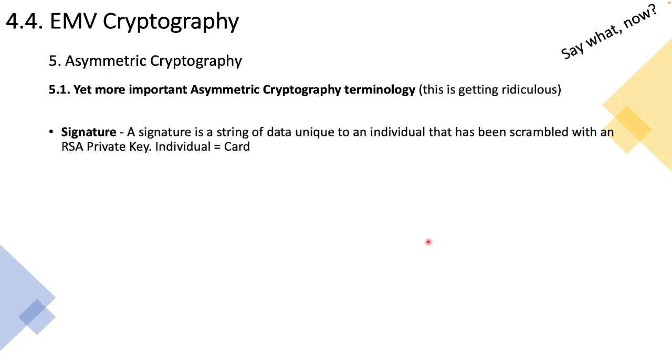Next, we have something called a signature. A signature is a string of data that's unique to an individual that has been scrambled or signed with an RSA private key. In this context, when we speak of an individual, we're referring to a card. So a signature is a string of data unique to a card.